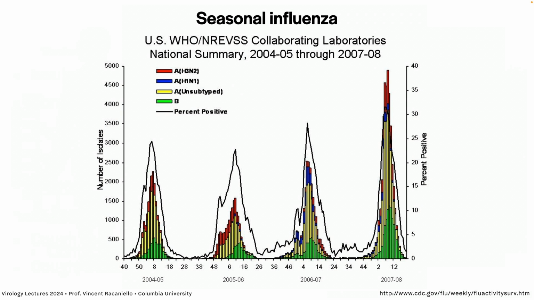And so these are different years. So you can see the seasonality of influenza. First of all, here's 2004, 2005. You can see the numbers start going up. So the line is the total number of isolates. And then the bar graphs are the percent positive. You can see it starts to go up in week 50-ish.